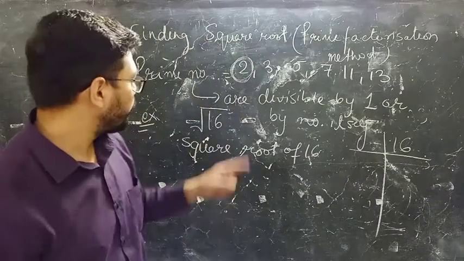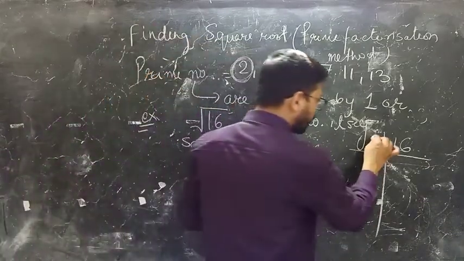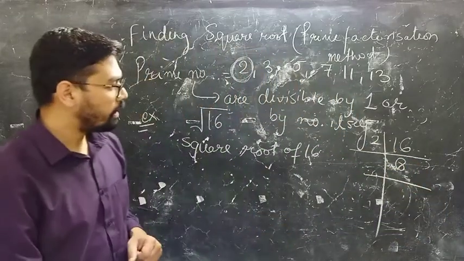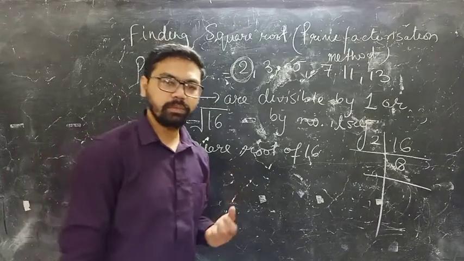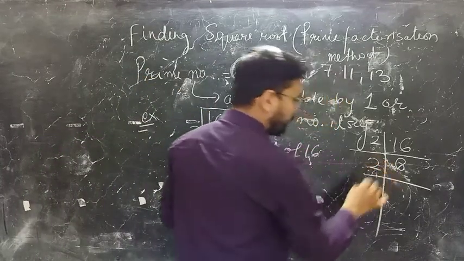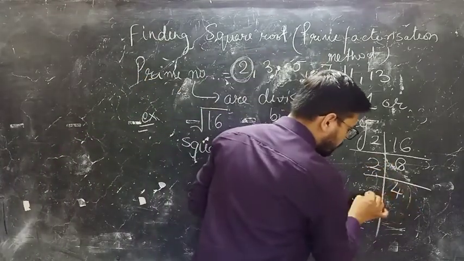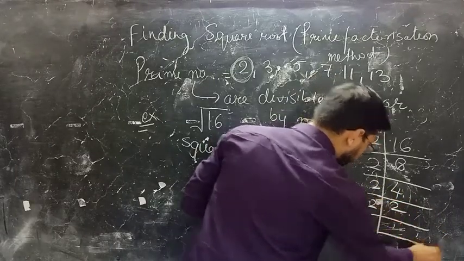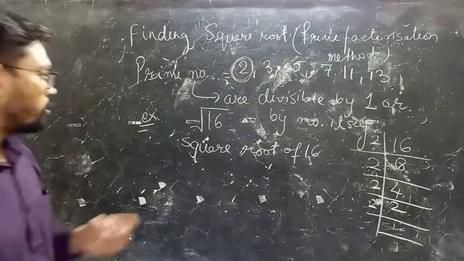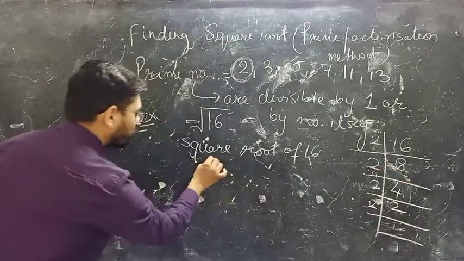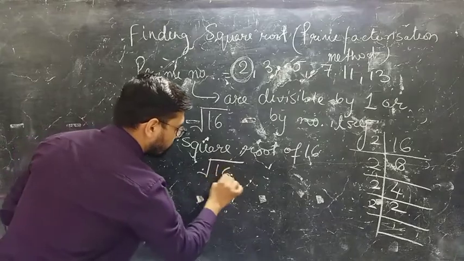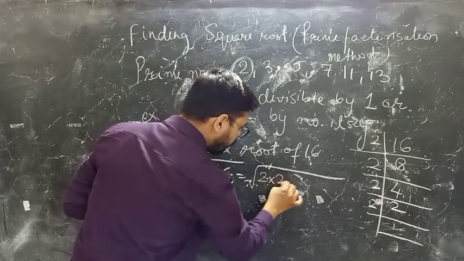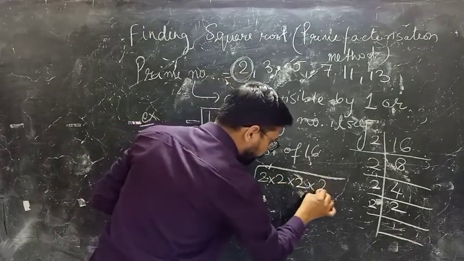So 16. The least prime factor is 2. So 2 8s are 16. Again, you need to take the least prime factor, 2. So 2 4s are 8. Similarly, 2 2s are 4 and 2 1s are 2. So the prime factors of 16 can be written like this: 2 into 2 into 2 into 2.